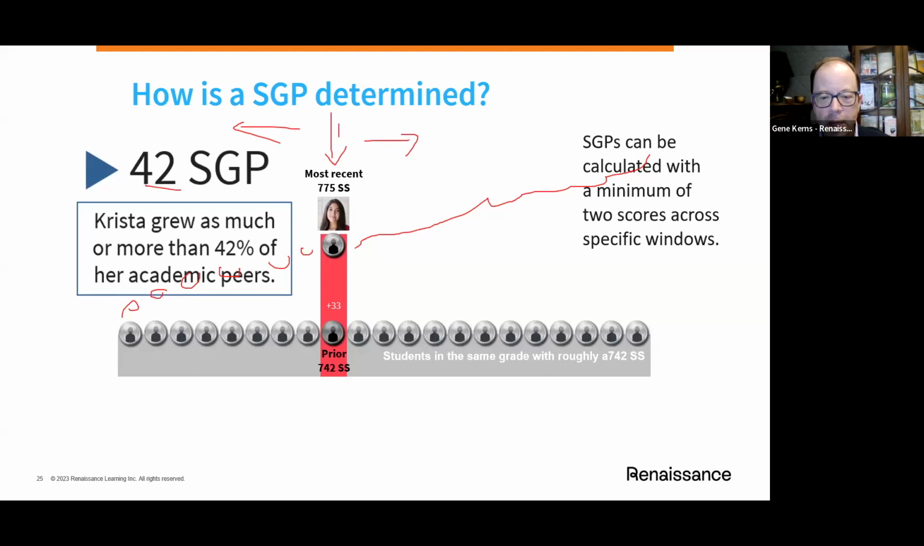And then I messed up my animations. Let me go back and clear that off there. There we go. Make this a clean slide. You get the idea there. Okay. So it's where is she in that distribution? Some kids grew more than she did. Some kids grew less than she did.